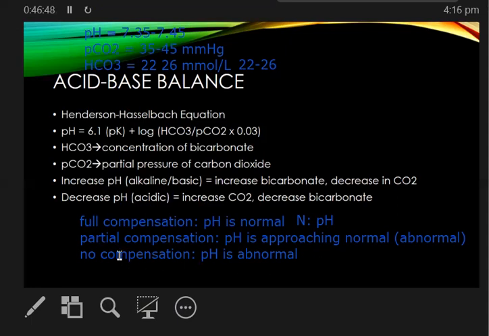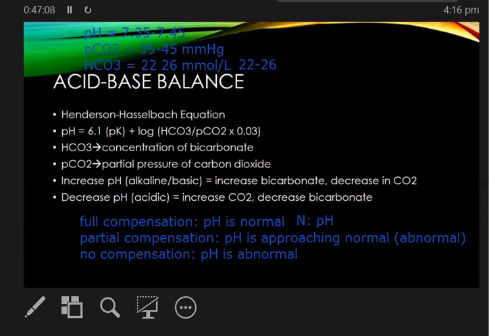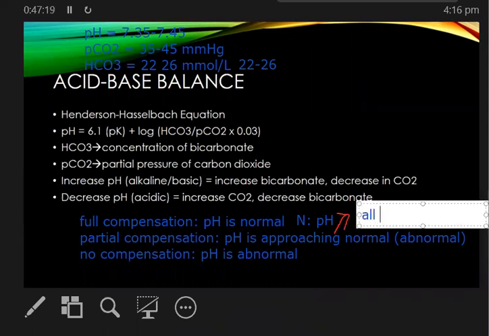All right. So in the case in which no compensation is done by the body, one parameter is normal. Okay, wait, ilagay natin. For partial compensation, all are abnormal.